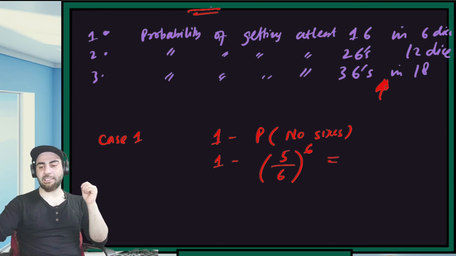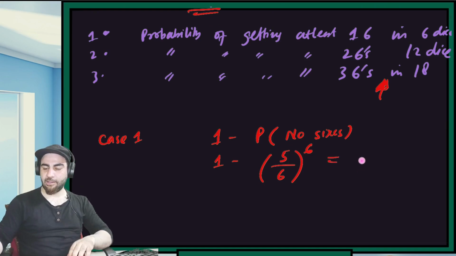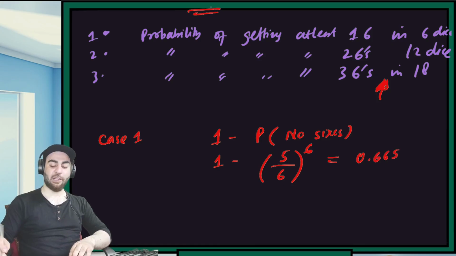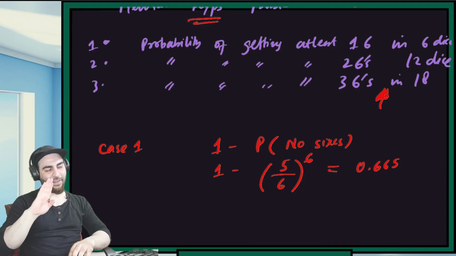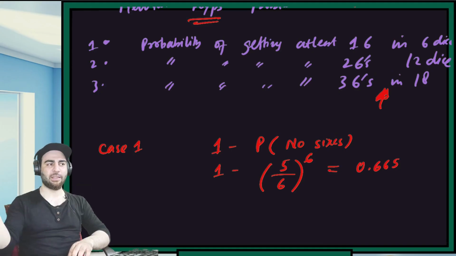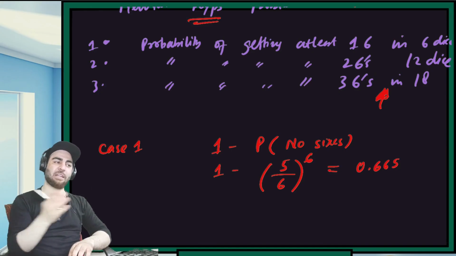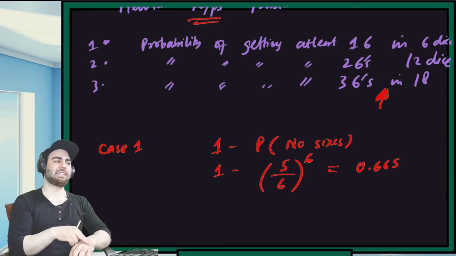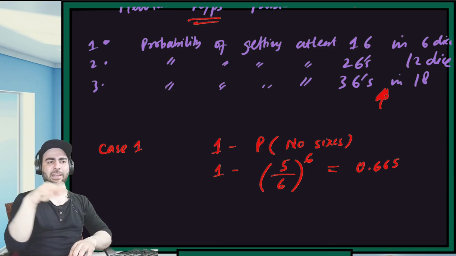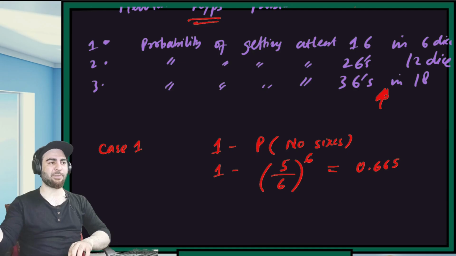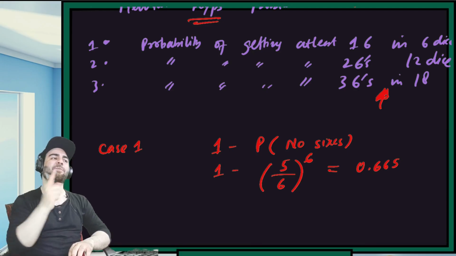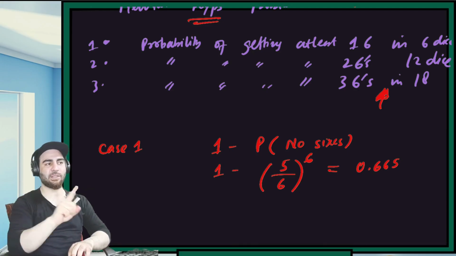Okay, so what is this? I think this is 0.665. Everybody understood this? So I'm saying we have to calculate the probability of at least one 6. If I have to compute at least one 6, I have to use the union. I can use the inclusion-exclusion principle also, that we have done. But the easiest way is to take the complement of it. I'll say 1 minus the probability of no 6s. That means 1 minus the probability of no 6 is the probability of at least one 6 in 6 rolls.